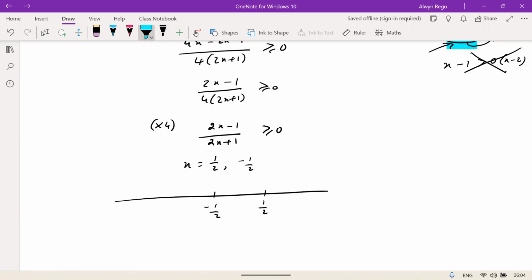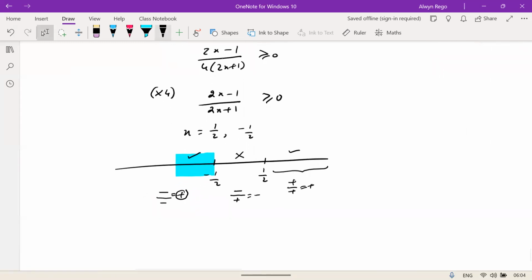So if you take a value which is less than negative half, let's say negative 100, negative 200 minus 1 is negative, and negative 200 plus 1 is negative, so it becomes positive, and positive I want. And then between negative half and positive half, you take a 0. 0 minus 1 is negative, 0 plus 1 is positive, so you have a negative here. I don't want this. And then if you take a value greater than half, if you take 100, you'll find that positive divided by positive will give you a positive. So we want this one.